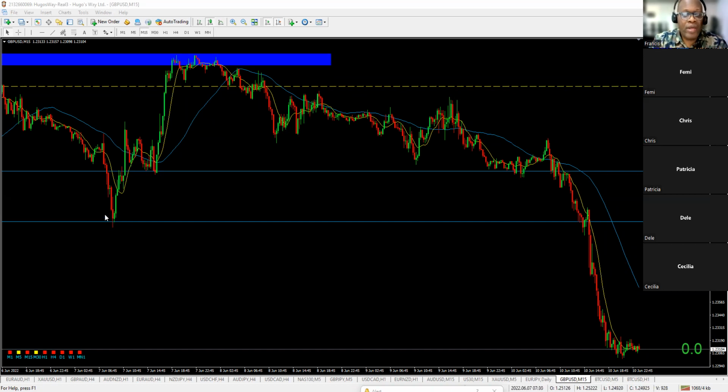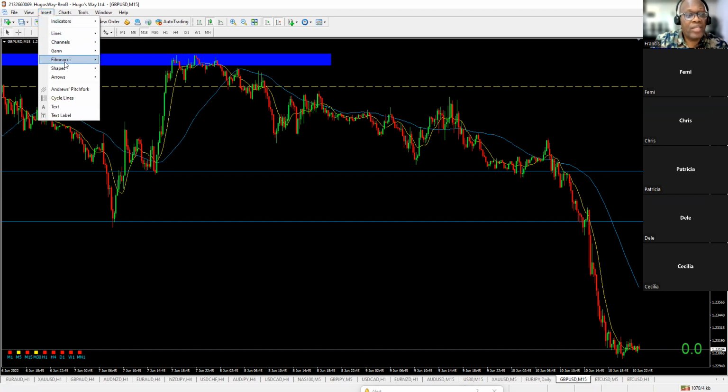So you would start drawing your tool here from the swing high, or where the swing high started. In this case, it's a swing low. So you're going to start drawing it from the very top. So what are we going to do? We're going to go to here where it says insert. Click on insert.